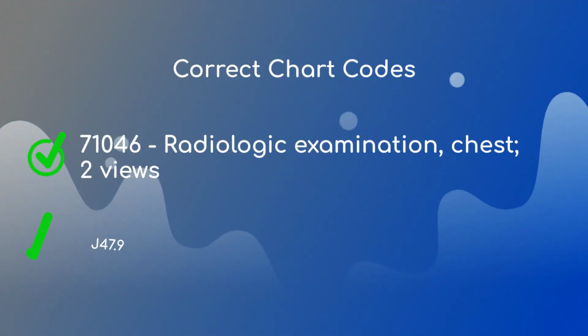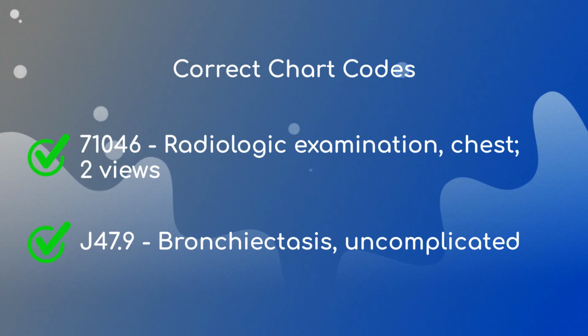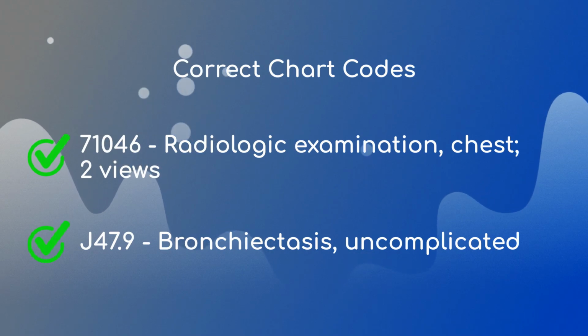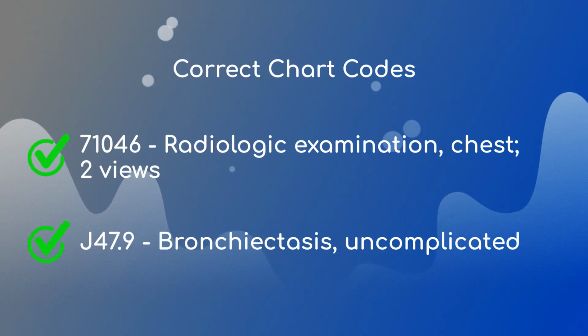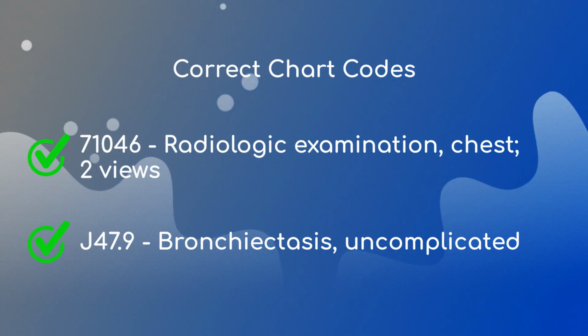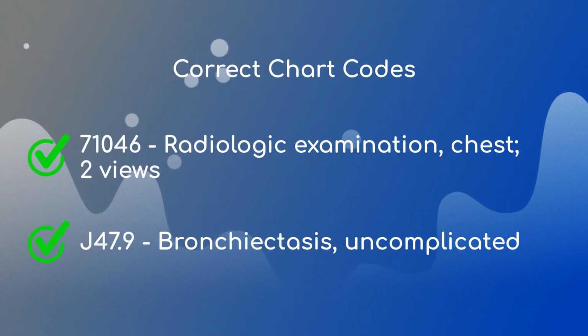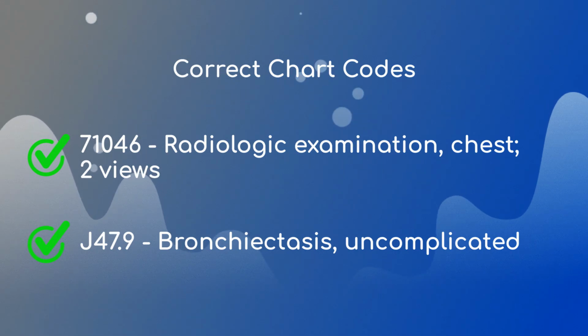Summary of correct chart codes: CPT 71046, chest X-ray, 2 views, ICD-10 J47.9, chronic bronchiectasis uncomplicated. Remember, when the radiologist describes chronic findings and doesn't confirm new or acute pathology, your ICD-10 code should reflect the established diagnosis, not the suspected one, unless specifically documented.